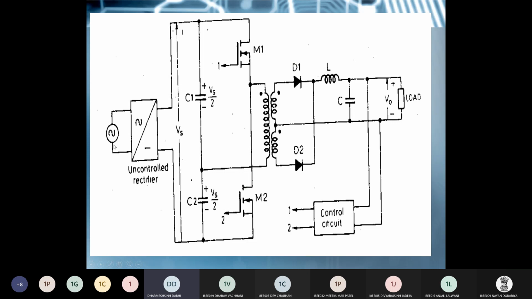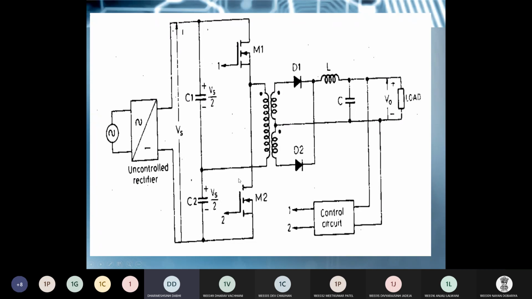Same here, supply is 230 volt AC 50 Hz, converted into DC by using a controlled rectifier. You get the DC here. Before applying this DC voltage to the inverter, here you provide capacitors of the same rating. So supply voltage is Vs, and each capacitor is charged with half of the supply voltage, Vs by 2 and Vs by 2. You can see the polarity of the charged voltage like this.